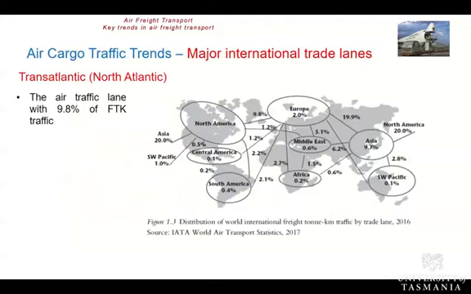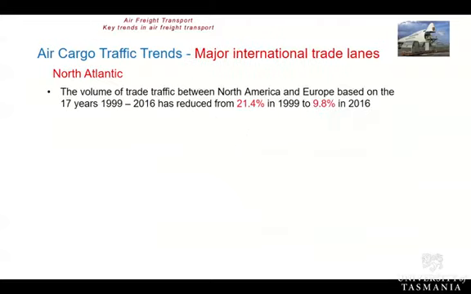Transatlantic, so we're talking about North America to Europe, around about 10% of the tonnage of air cargo is carried on that route. In terms of volume, that has taken the most significant drop of all these trade routes. It's reduced from 21.4% to 9.8%, so quite a considerable drop over that period of 17 years.